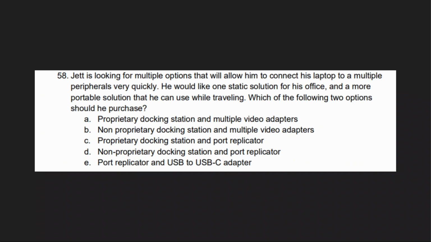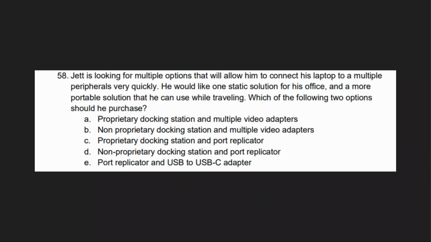Jet is looking for multiple options that will allow him to connect his laptop to multiple peripherals very quickly. He would like one static solution for his office and a more portable solution that he can use while traveling. Which of the following two options should he choose? A, proprietary docking station and multiple video adapters. B, non-proprietary docking station and multiple video adapters. C, proprietary docking station and port replicator. D, non-proprietary docking station and port replicator. Or E, port replicator and USB to USB-C adapter.